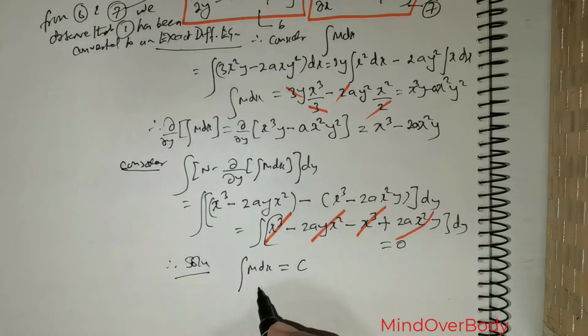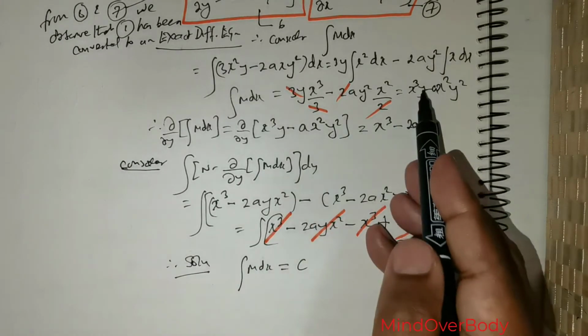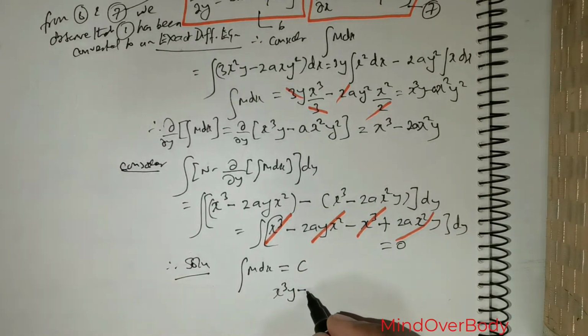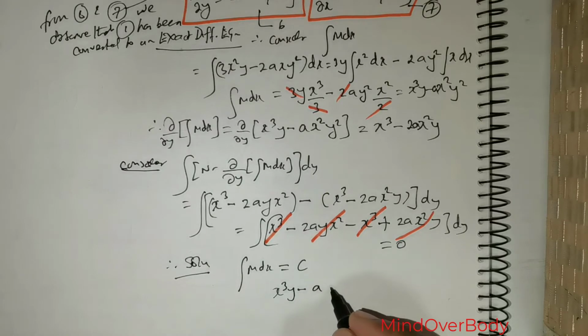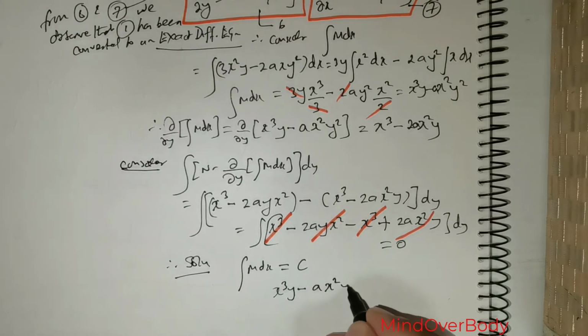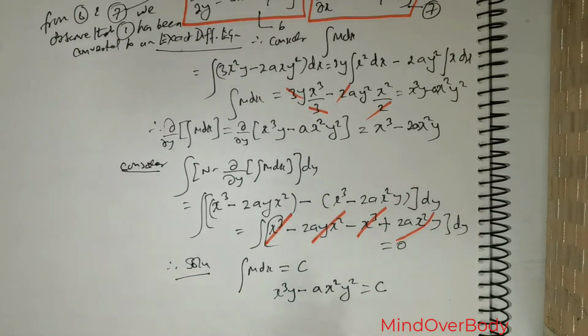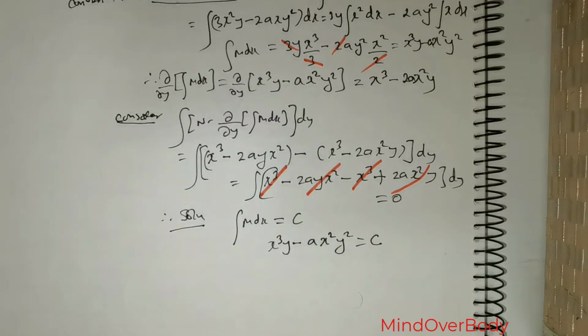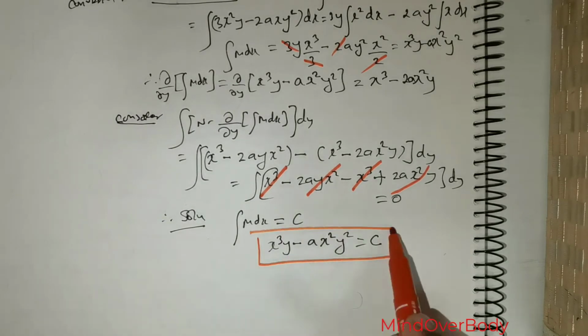So my integral M dx is the value that you see here. So it's going to be x cubed y minus a times x squared times y squared is equal to c. So this is what we have got for our solution, and that's a good place for us to stop with the boxing of the solution.